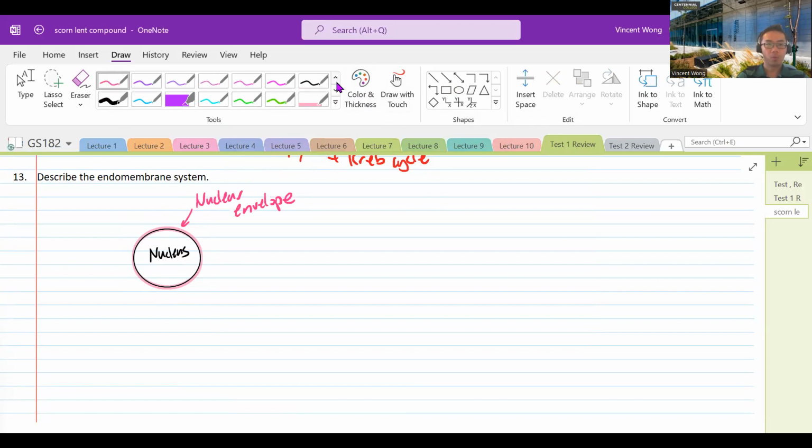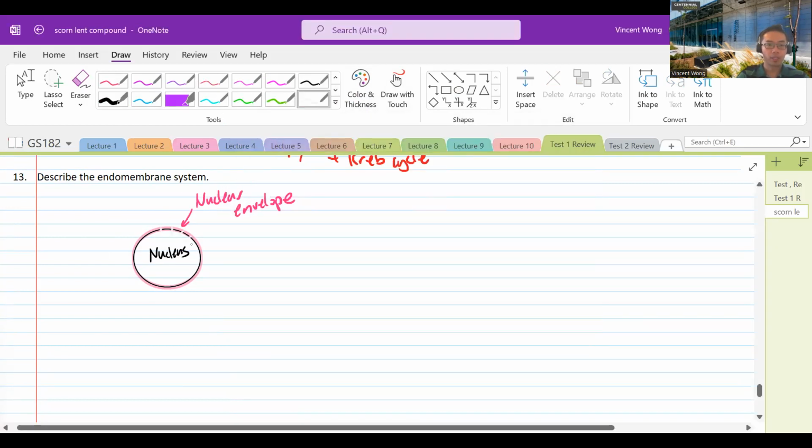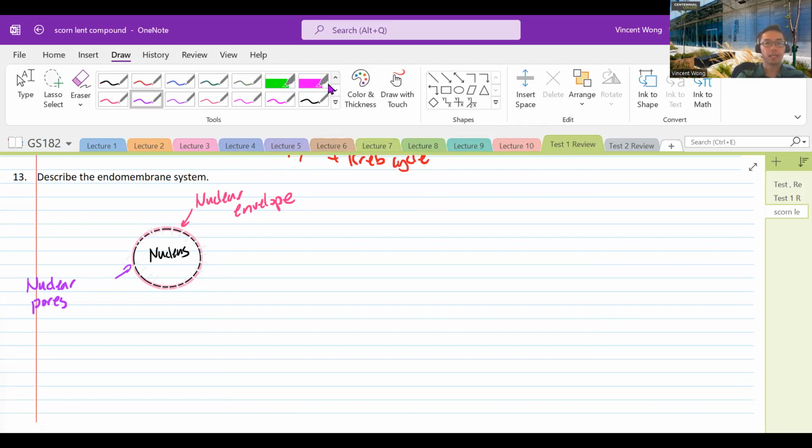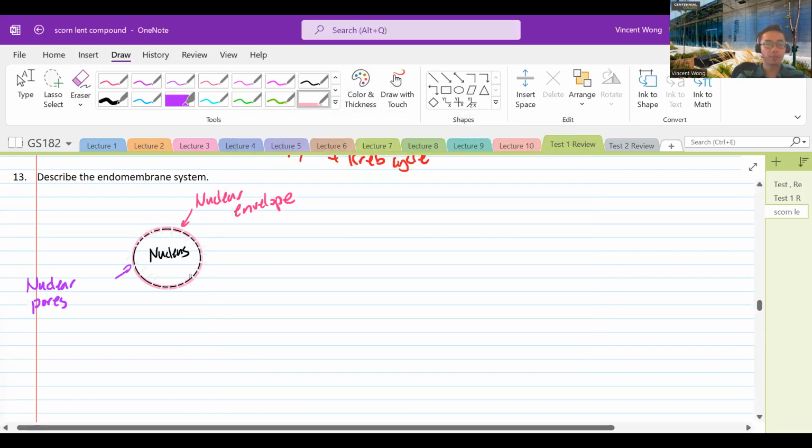Oh, where's my Y marker? It's going to have these pores on them, right? Okay, so all these gaps that I'm drawing here, those gaps are the nuclear pores, which allow things to go in and out of the nucleus. So the nuclear envelope is actually going to be continuous, right?